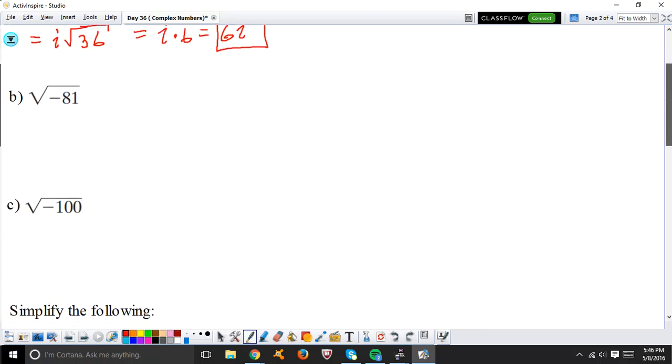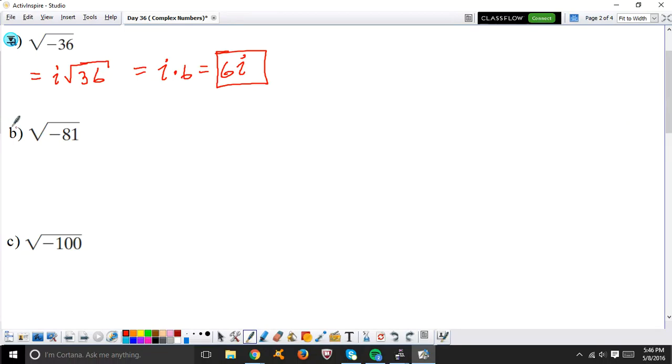Now, let's look at example 2. Square root of -81. Well, that is the same as i times the square root of 81. Now the square root of 81 is just 9. So that equals i times 9, which is the same as 9i.